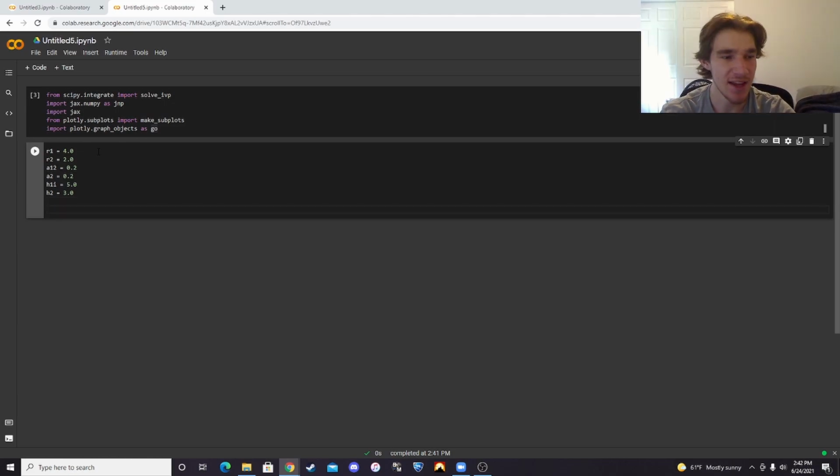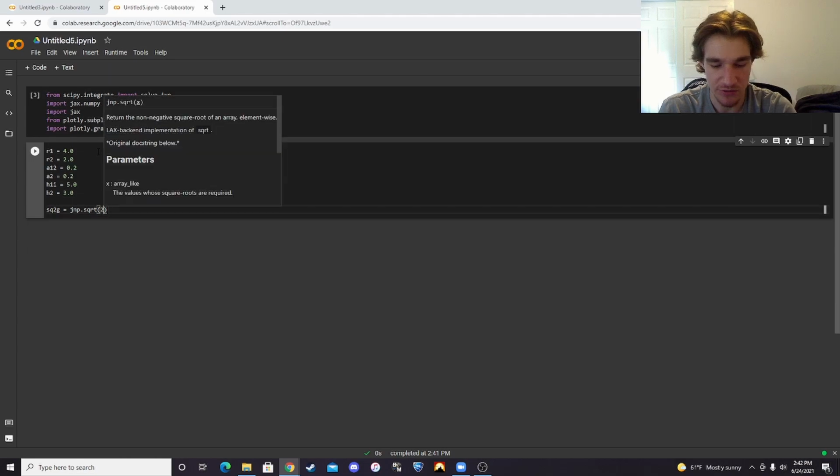So now that we have that, I'm going to also create a variable for the square root of 2 times gravity, so I don't have to be typing that out the whole time. I'm going to label this square root of 2g, and that's just going to be equal to jnp of the square root of 2 times 9.81, the acceleration due to gravity.